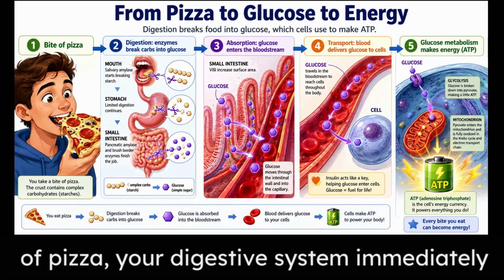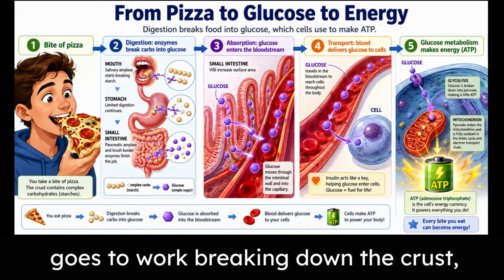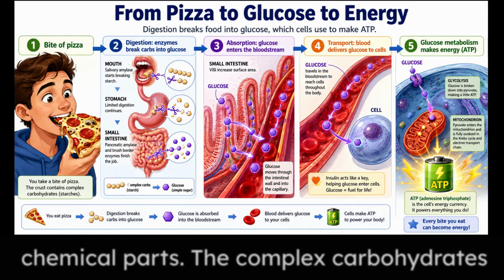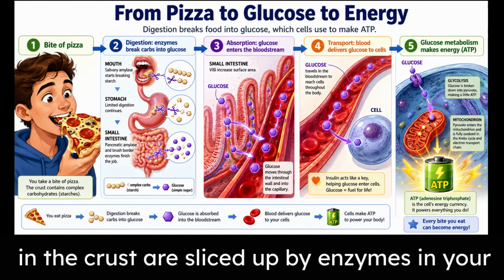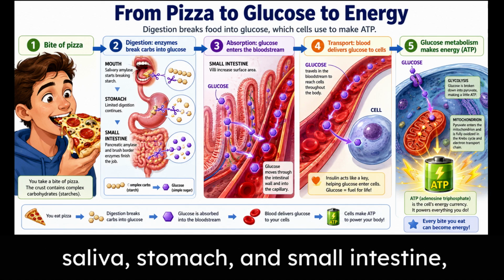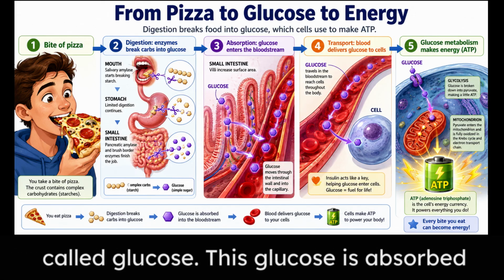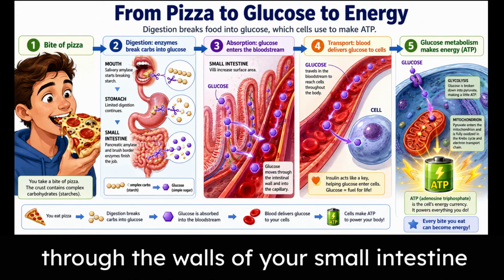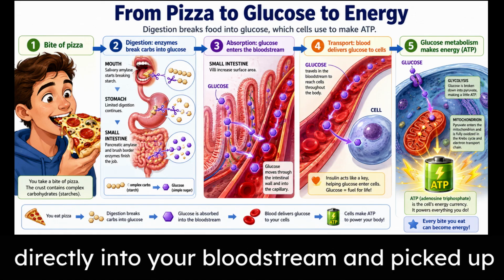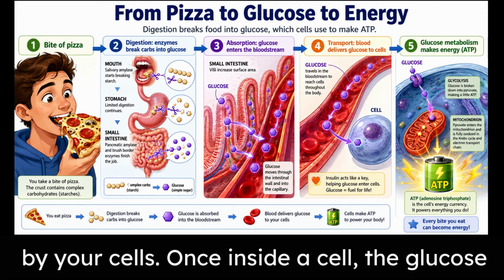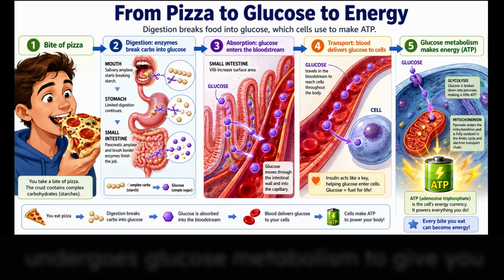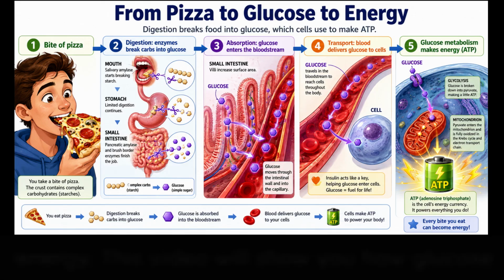When you take a bite of pizza, your digestive system immediately goes to work breaking down the crust, cheese, and toppings into their tiniest chemical parts. The complex carbohydrates in the crust are sliced up by enzymes in your saliva, stomach, and small intestine, transforming them mainly into a simple sugar called glucose. This glucose is absorbed through the walls of your small intestine directly into your bloodstream and picked up by your cells. Once inside a cell, the glucose undergoes glucose metabolism to give you energy.